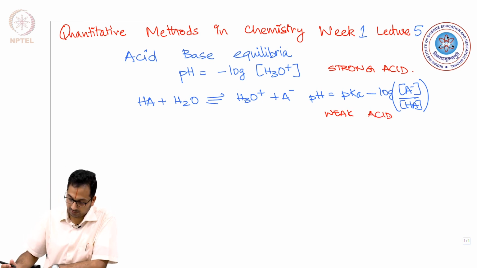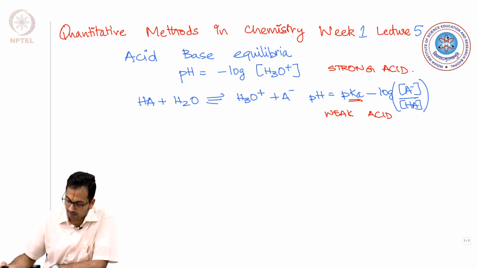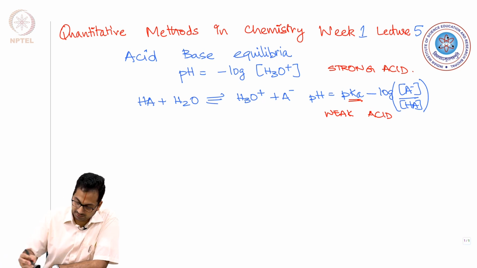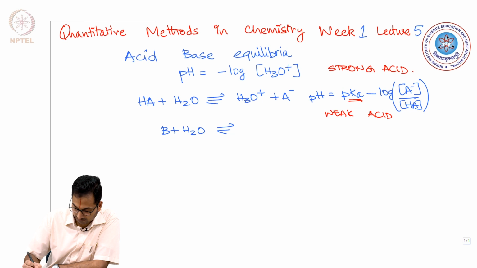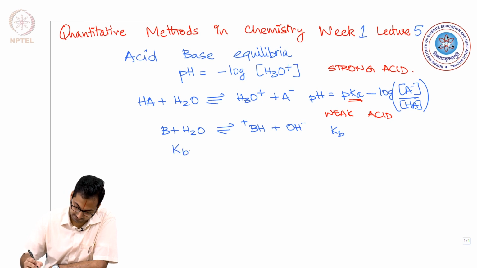The other parameter that can be defined, of course here it was defined with a parameter called Ka, is the equilibrium constant, the acidity equilibrium constant. Similarly, one can also define the basicity equilibrium constant. Let us say you have B, which is a weak base that abstracts a proton from water. It is defined by Kb. So, why do we not write the Kb?